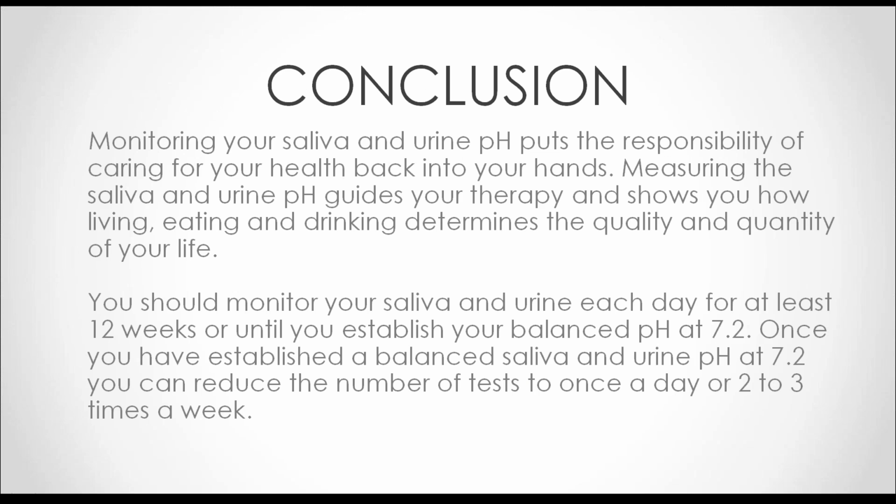So, monitoring your saliva and urine pH puts the responsibility of caring for your health back into your hands. Measuring the saliva and urine pH guides your therapy and shows you how living, eating and drinking determines the quality and quantity of your life. You should monitor your saliva and urine each day for at least 12 weeks or until you establish your balanced pH at 7.2. Once you have established a balance pH at 7.2, you can reduce the number of tests to once a day or even 2 or 3 times a week.